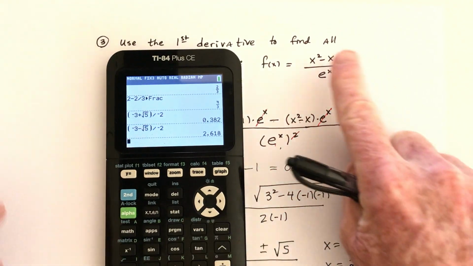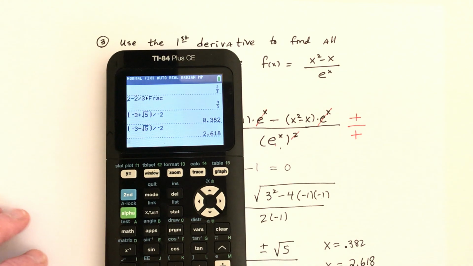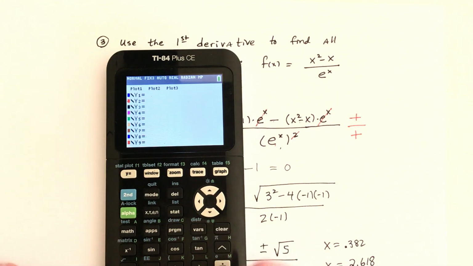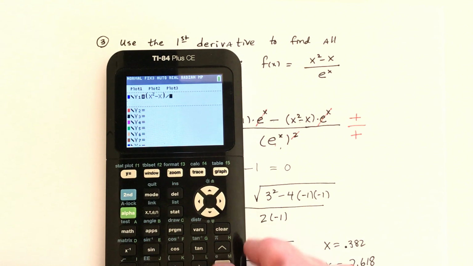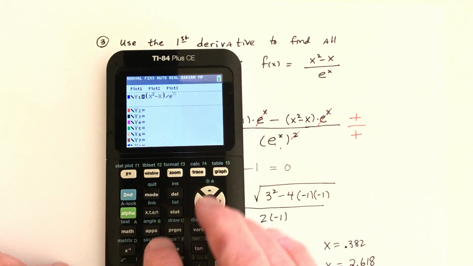So now graph the original function before we did anything to it. Y equals, put parentheses, x squared minus x, parentheses, and then that's divided by e to the x.